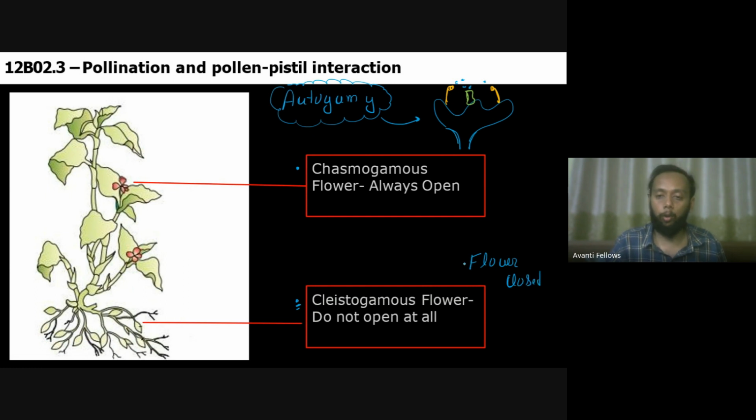Flowers are going to remain closed. So basically you can see the bud over there. Bud आपको वहाँ पे दिख जाएगा और bud आपका बंद वहाँ पे बैठा होगा. Chasmogamous flower is going to remain open over there, right? So even though the flower is open, the pollen grain will fall on the stigma of the same flower.